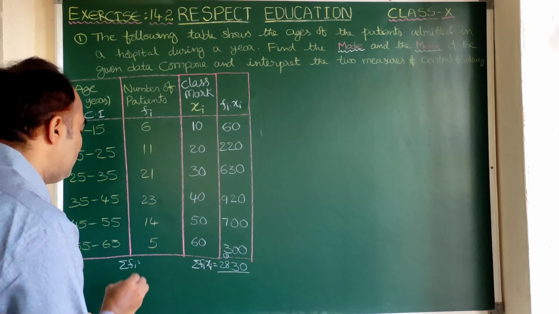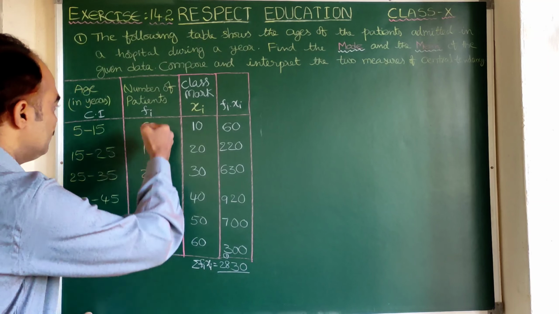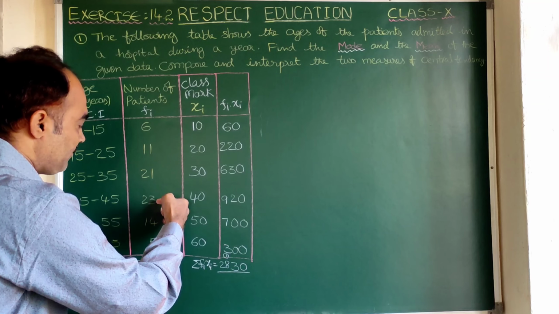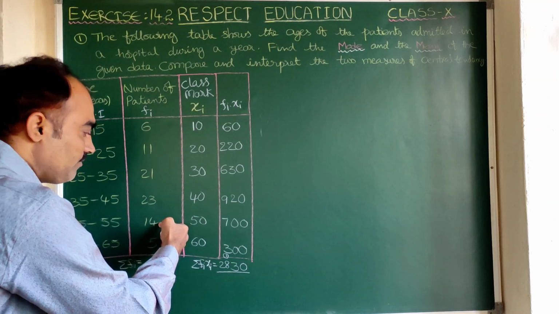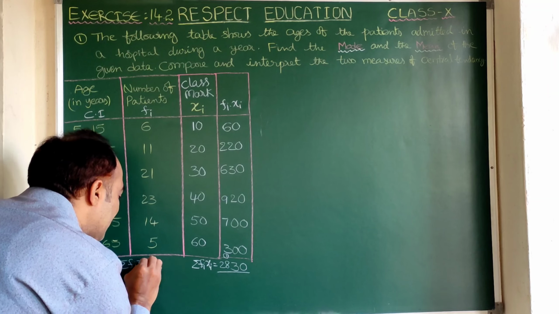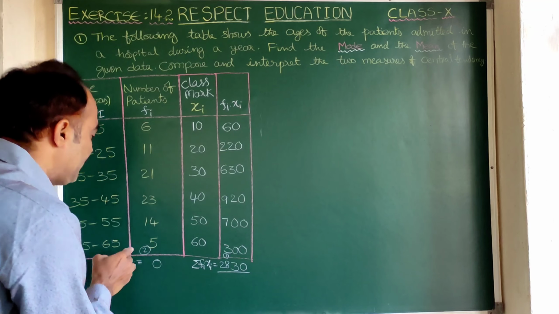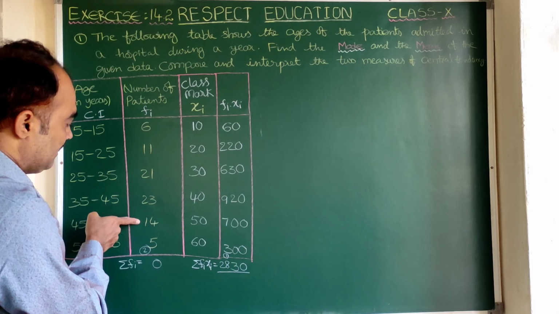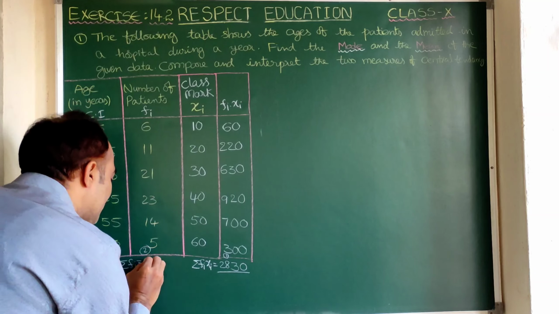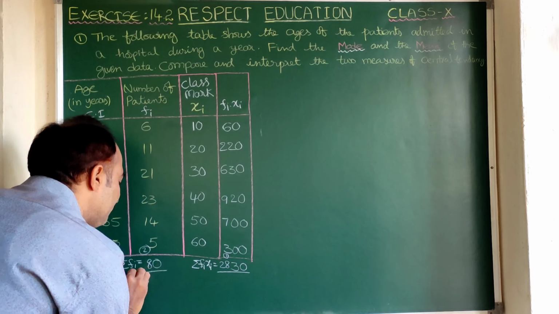Sigma fi, let us do their total. 6 plus 1 is 7, plus 1 is 8, plus 3 is 11. 11 plus 4 is 15. 15 plus 5 is 20. So 0 here and 2 is the carry forward. Now 2 plus 1 is 3, plus 2 is 5, plus 2 is 7, plus 1. So here sigma fi is 80.